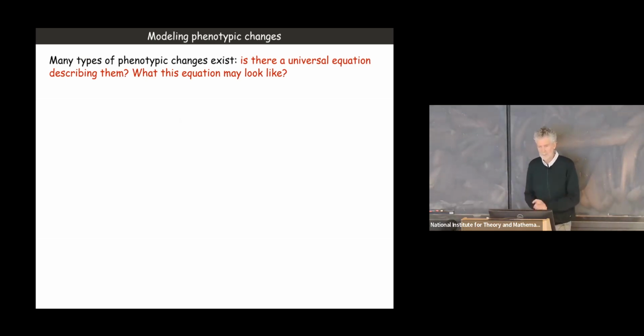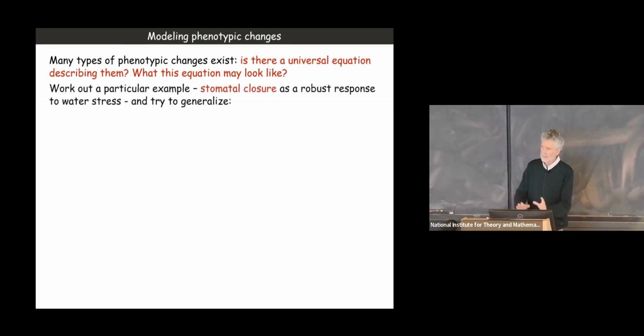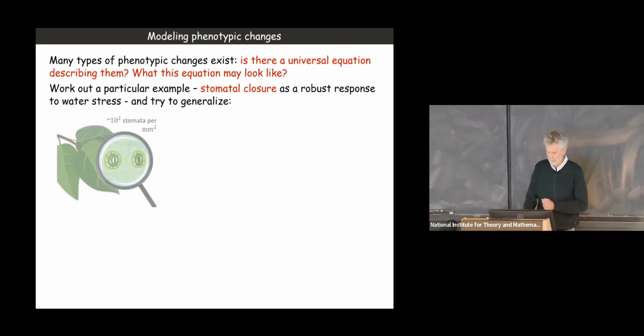Okay, so let's begin with modeling phenotypic changes. There are many, many types of phenotypic changes. And the question that we ask is, is there a universal equation describing them and what may this equation look like? So again, this is research in progress. We work out a particular example, stomatal closure, and then we'll try to generalize it.